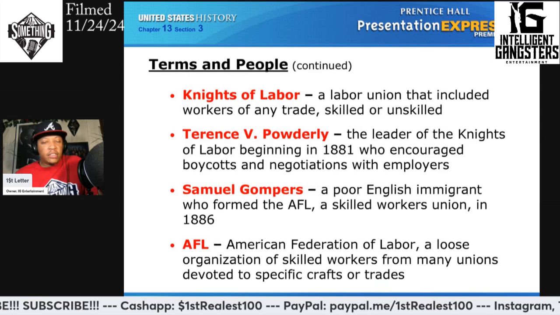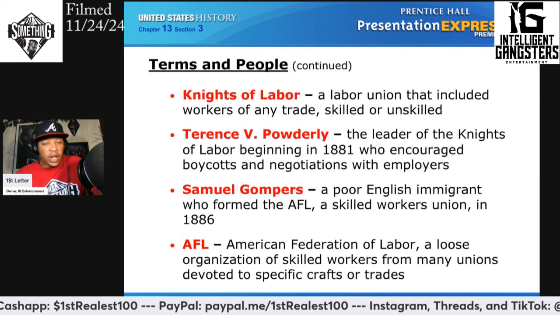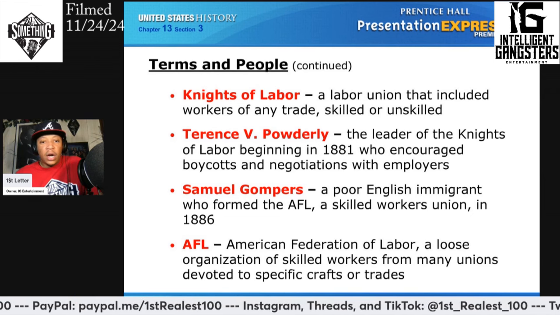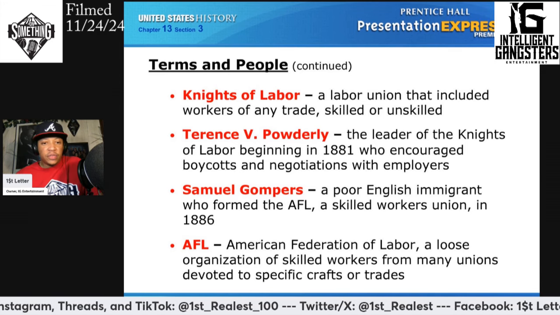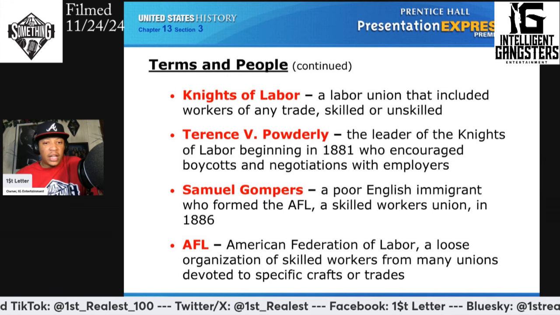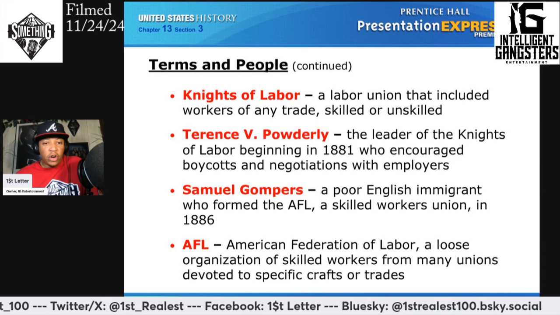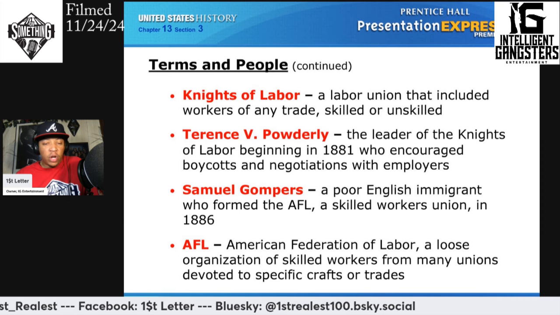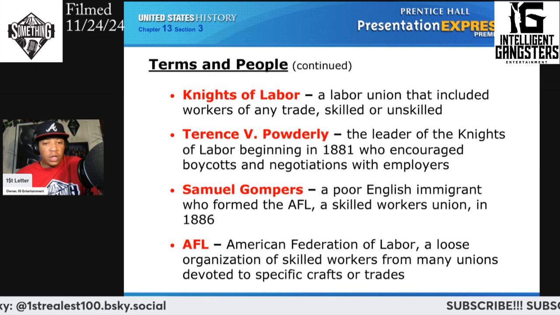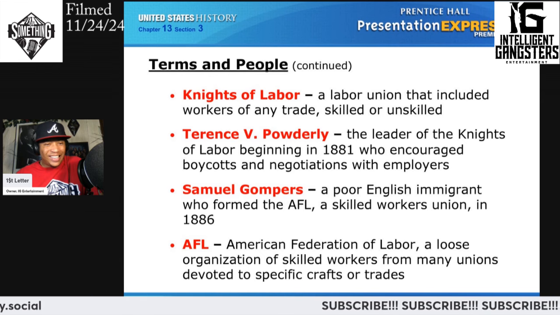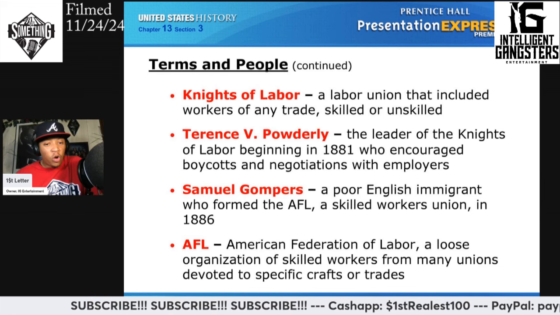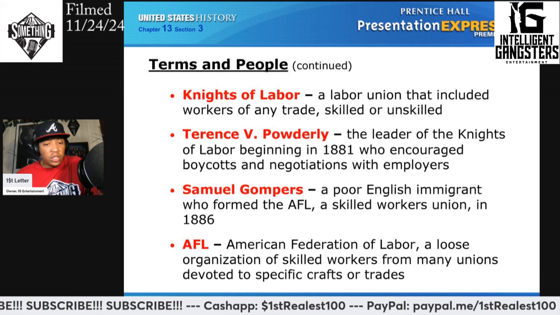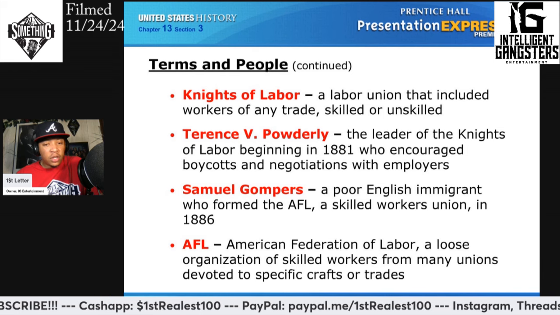Knights of Labor: a labor union that included workers of any trade, skilled or unskilled. We'll talk about the difference between skilled labor and unskilled labor within the section. Terrence V. Powderly, the leader of the Knights of Labor beginning in 1881, who encouraged boycotts and negotiations with employers. Samuel Gompers, a poor English immigrant who formed the AFL, a skilled workers union, in 1886. The AFL, American Federation of Labor: a loose organization of skilled workers from many unions devoted to specific crafts or trades.